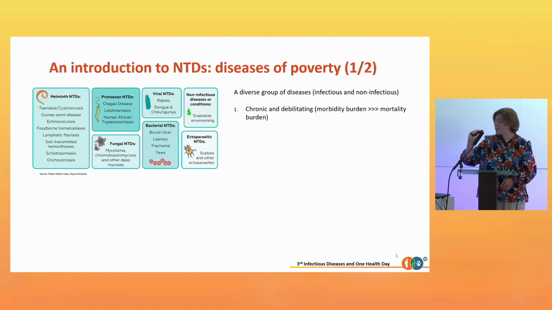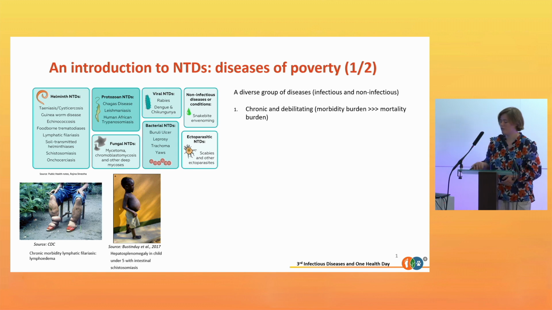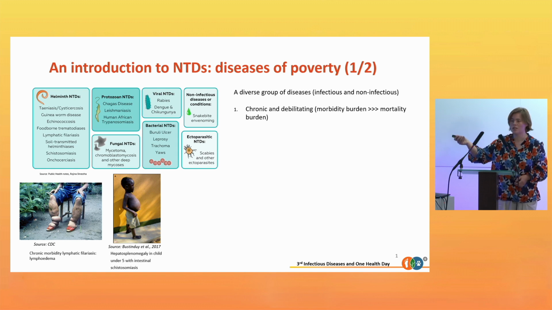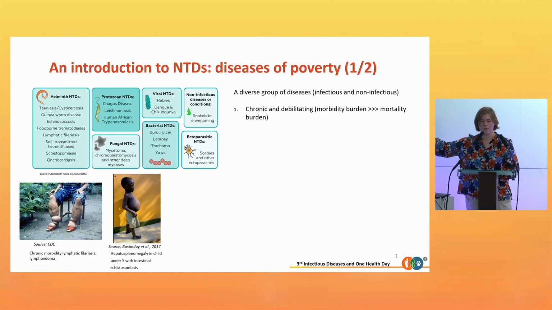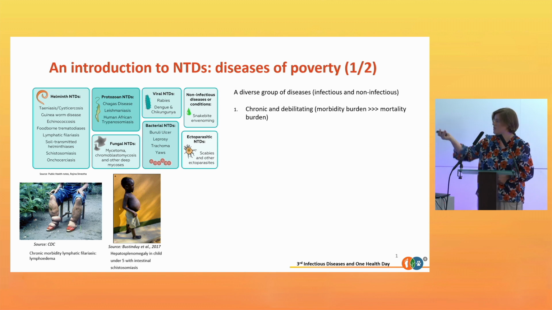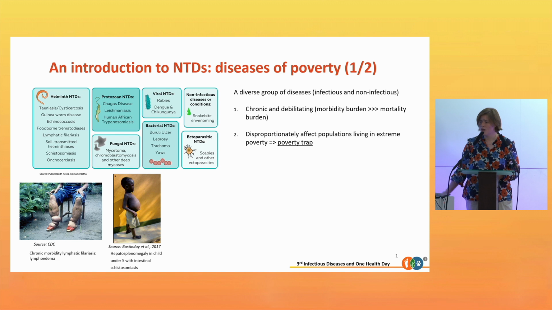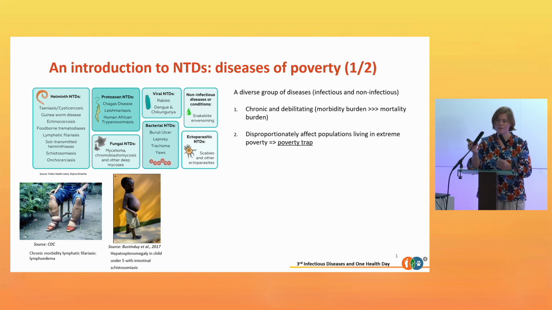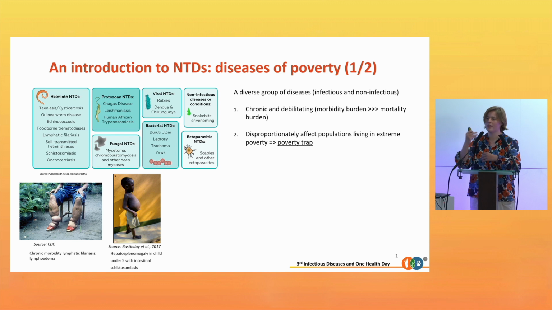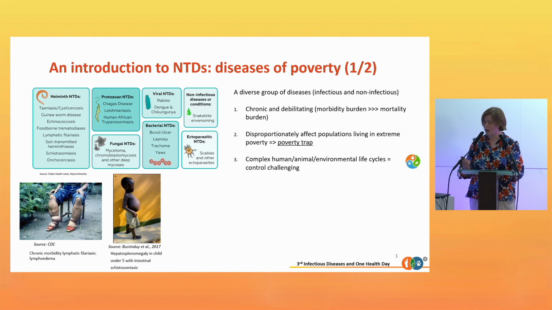Well, they have in common that they're chronic and debilitating, so their morbidity burden is way higher than their mortality burden. This can manifest through, for example, lymphedema for lymphatic filariasis, which leads to disability, or for intestinal schistosomiasis, there's also disability in children. They disproportionately affect populations living in extreme poverty, so they do not only result from poverty, but they also create poverty, kind of resulting in what is called a poverty trap.